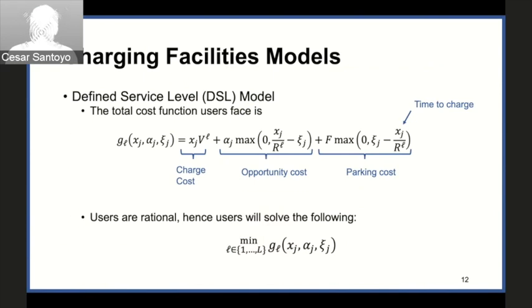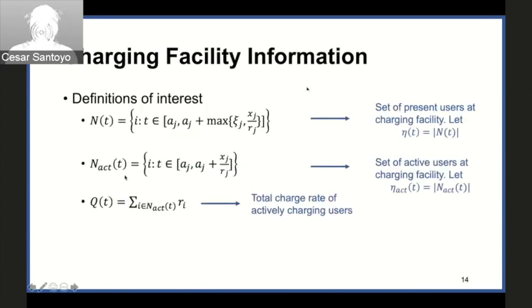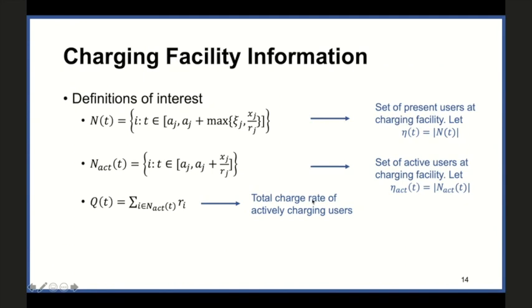Since users are rational, they will solve this minimization where they'll choose the service level ℓ that is the minimum cost to themselves. Some definitions of interest: N(t) is the set of present users, and subscript ACT is the set of actively charging users, and Q(t) is the total charge rate of actively charging users. And we have |N| and |N_ACT| are the cardinality of each respective set. And we will use these definitions in the following problem statement.